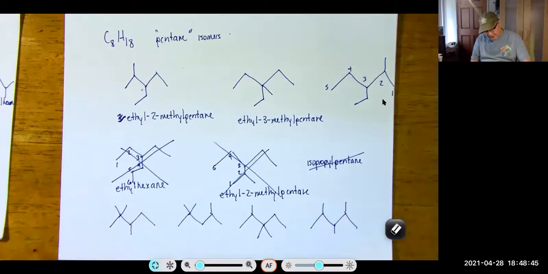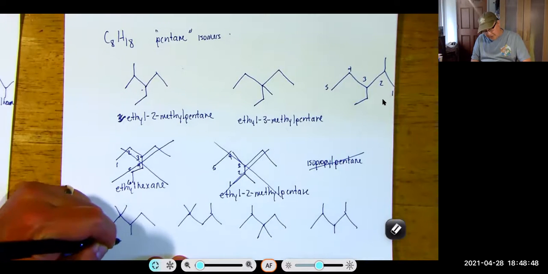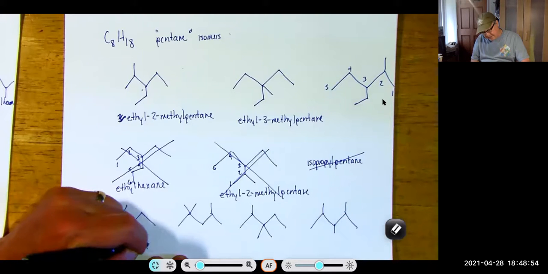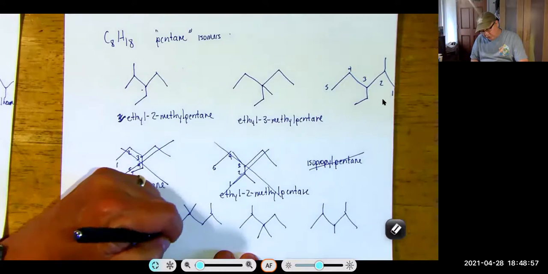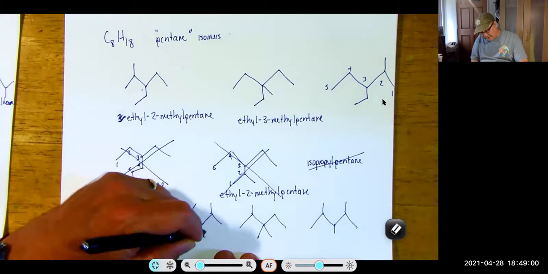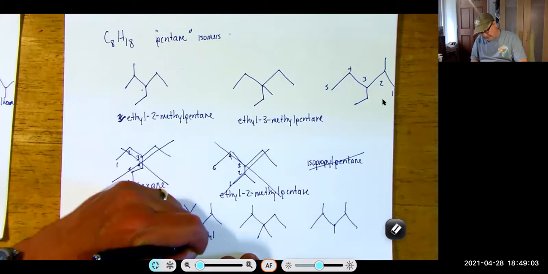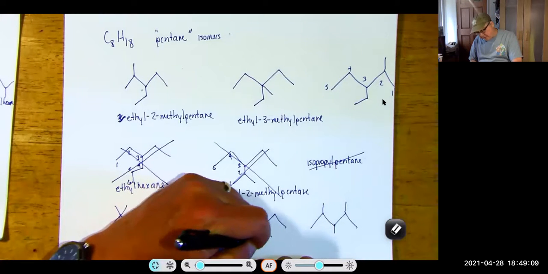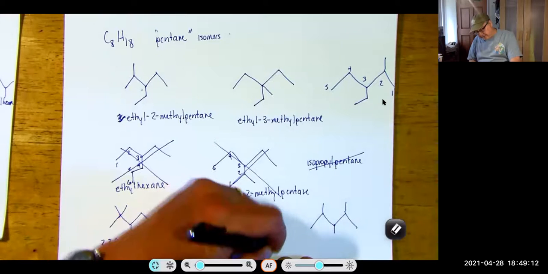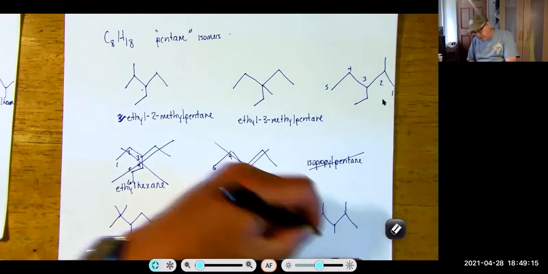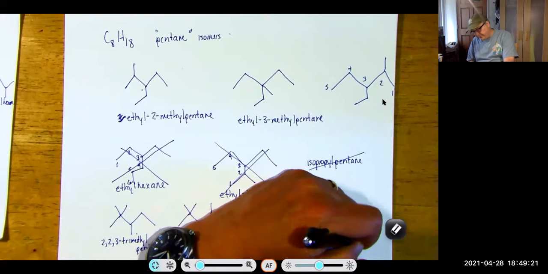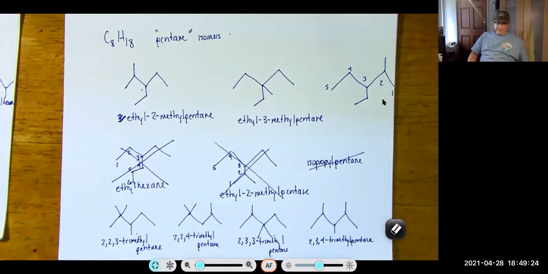So what are the names of these? 2,2,3-trimethylpentane, 2,2,4-trimethylpentane, 2,3,3-trimethylpentane. And then here we have a 2,3,4-trimethylpentane. Okay, so you've gotten a lot of practice doing alkane isomers.